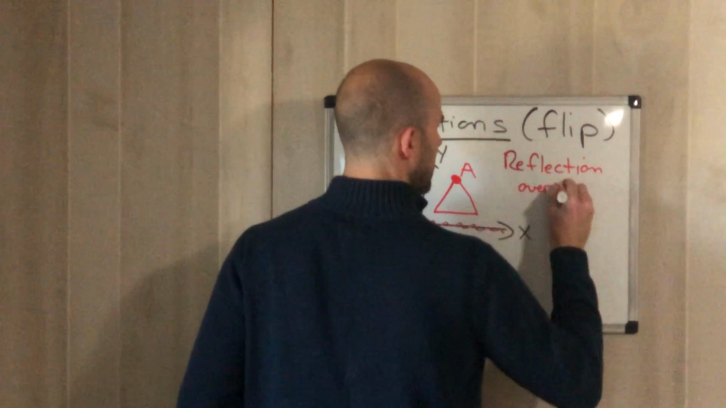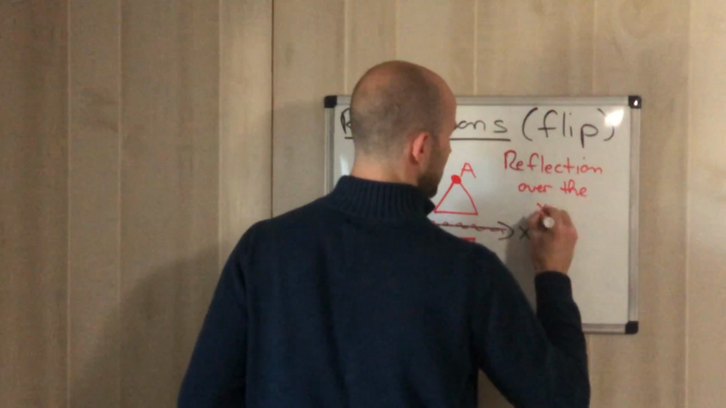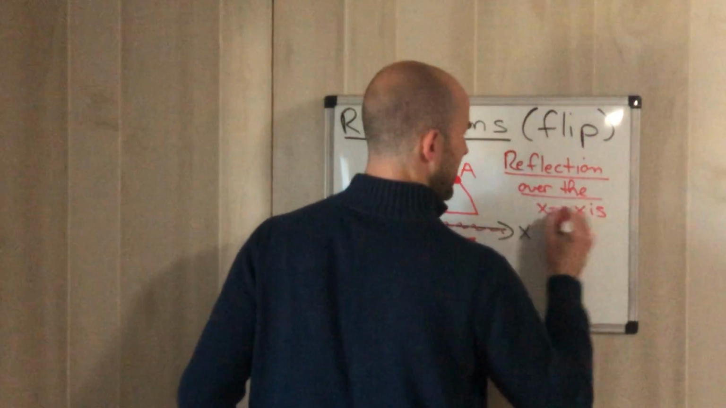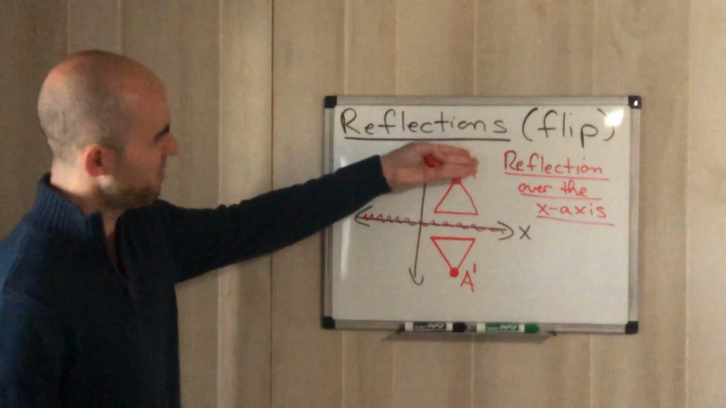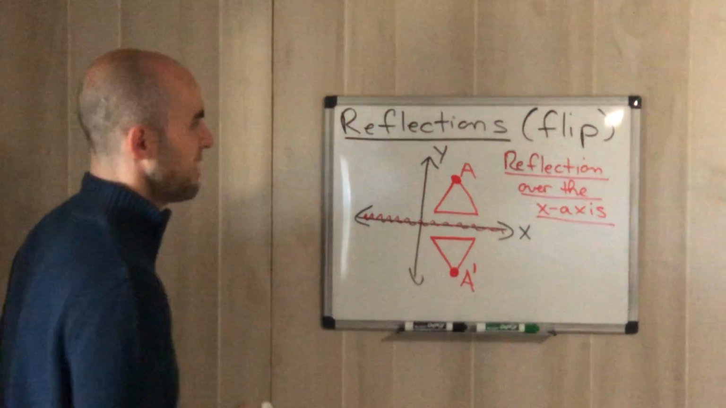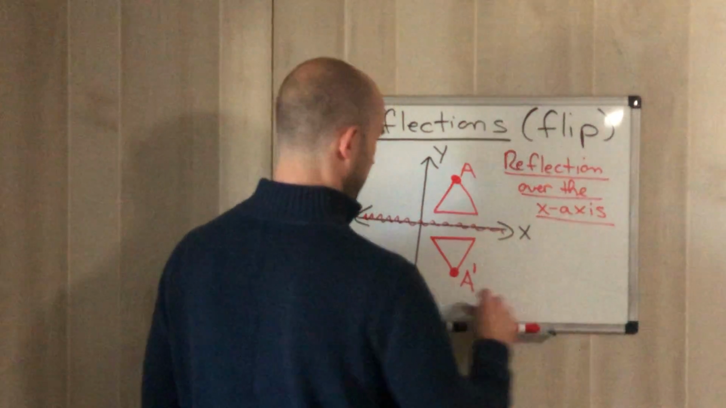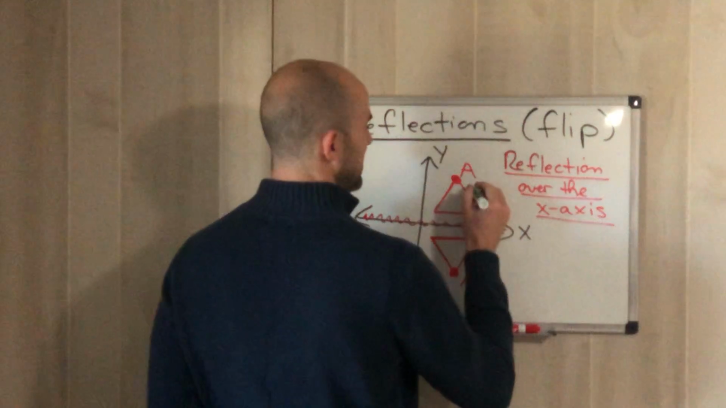So that right there was a reflection over the X-axis. We literally reflected it over the X-axis. We took it from here, flipped it over the X, and it came down here. Now what we're going to be doing today, and it's important because we're going to go over all three of them, is noticing what happens to the coordinates.